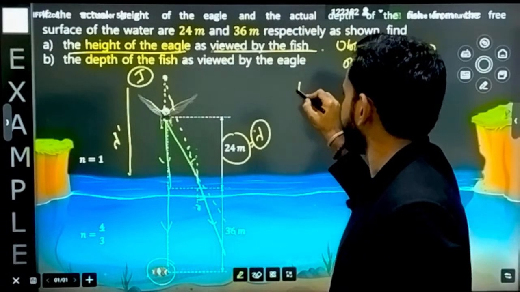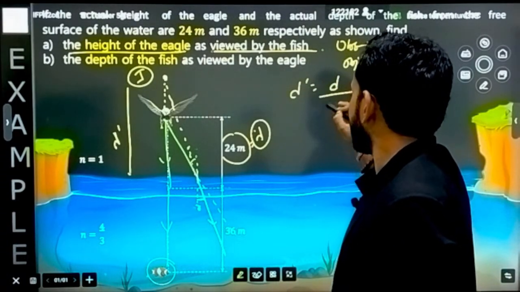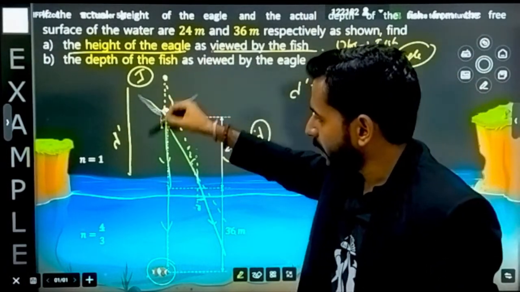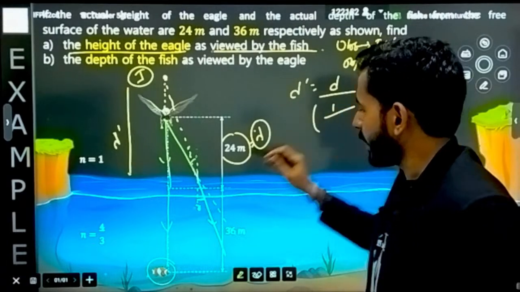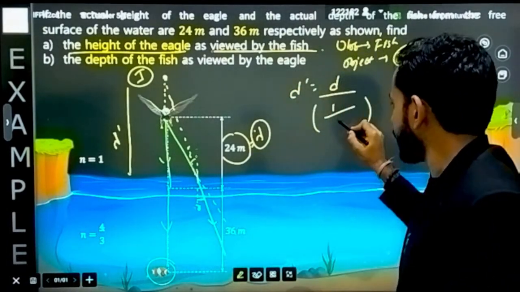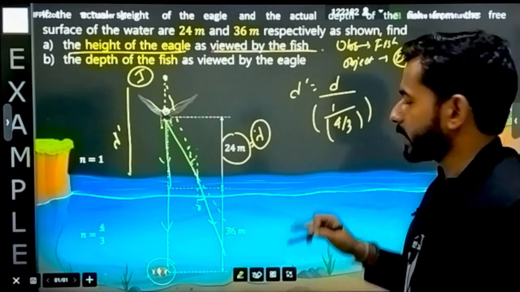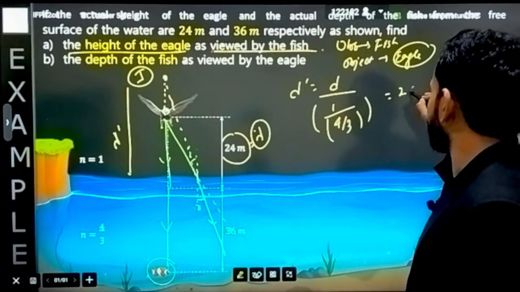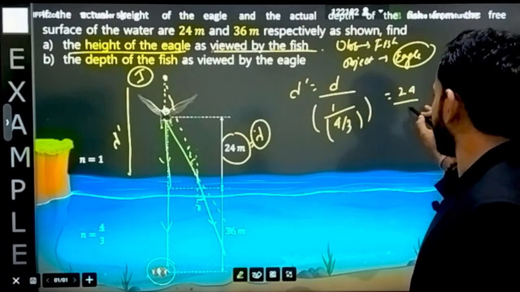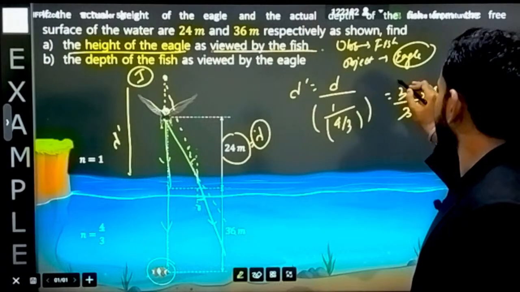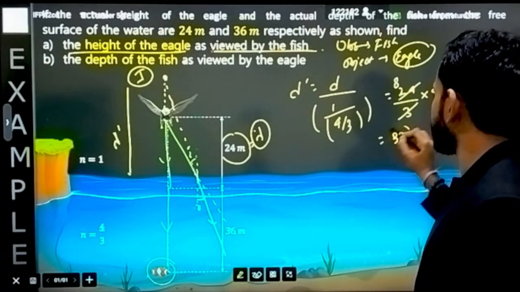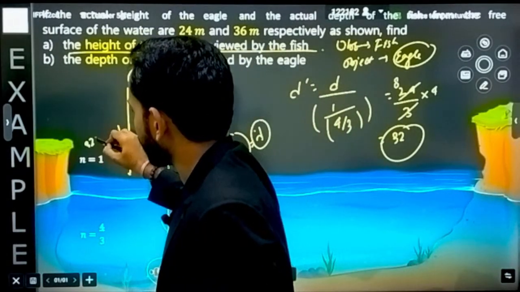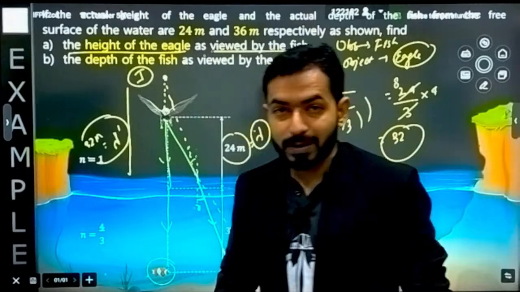So now let's quickly calculate. D dash is equal to real depth, that is D, divided by n of incidence. I have told you, n of incident divided by n of refraction. See, incident medium is 1, divided by n of refractive medium. What is the refractive medium? That is equal to 4 by 3. That means how much is D dash going to come? D is equal to 24 divided by 4 by 3. Here it will become 3, here 4, cancel, it will become 8, and the answer is 32. That is this D dash. D dash is equal to 32 meter.